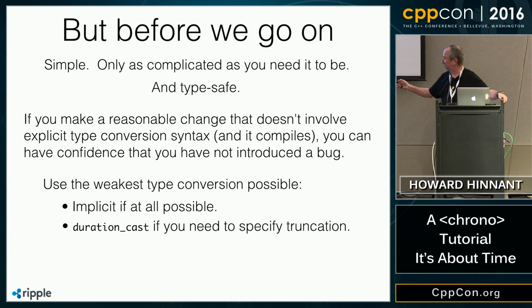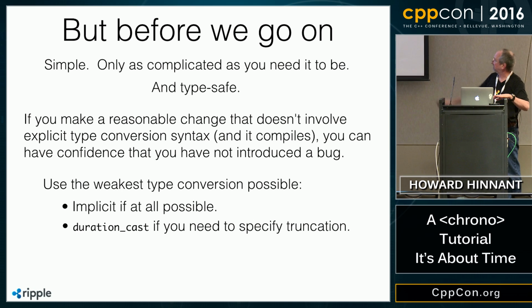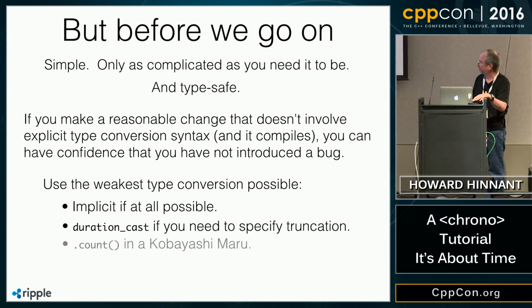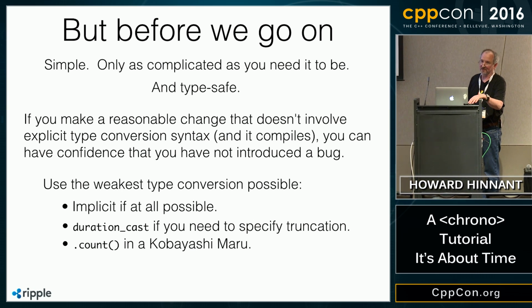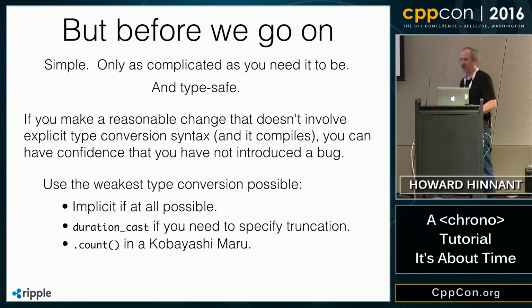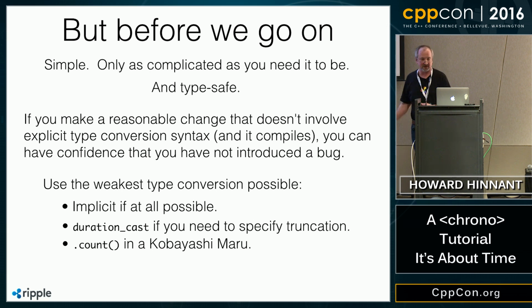If it compiles with implicit, use it that way. Use duration cast if you need to specify a truncation. Try not to use dot count at all. Last resort, use the dot count. For example, if you need to stream the duration out to a file or what have you, you'll need to use dot count.